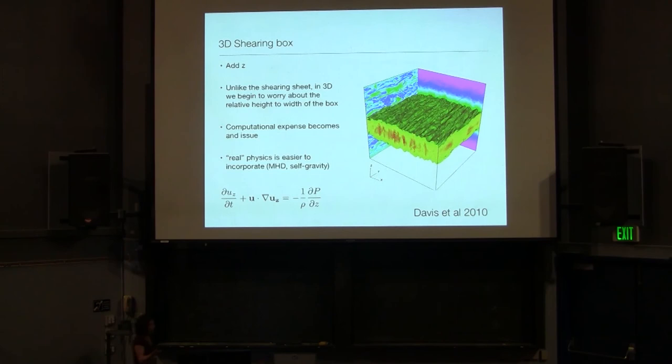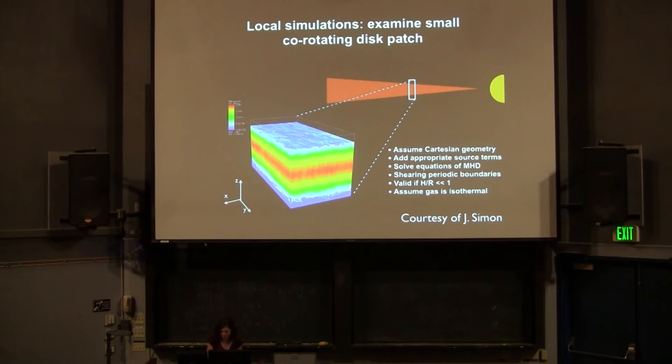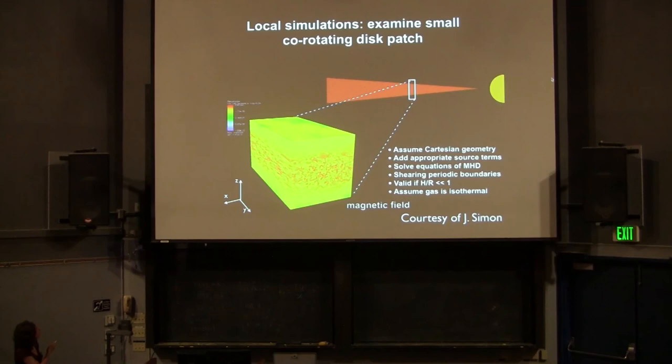So I'll just show you a nice movie of what one of these things looks like. This is courtesy of Jake Simon, who's been doing a lot of work on understanding both the limitations of shearing boxes and the details of the MRI in various limits. Here you can see this box is meant to represent this little patch of the disk, and you can see what the magnetic field looks like generated by the MRI, and before you were looking at the density field. If you look at the top of the box, you can get this idea of how material is flowing out at one end and re-entering.